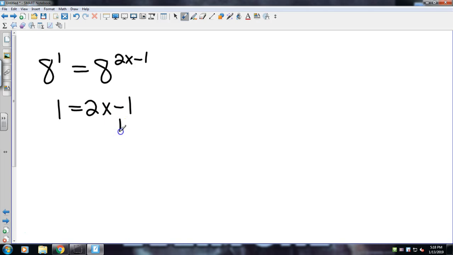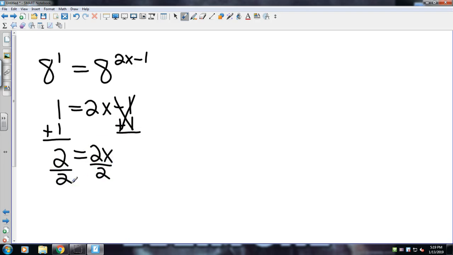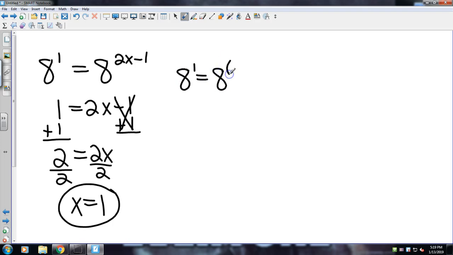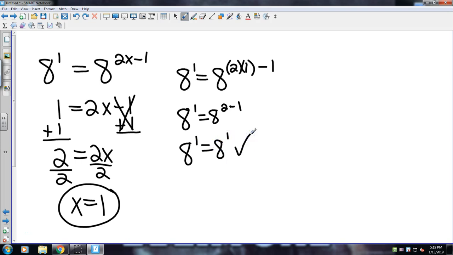So we're going to start on the right-hand side, and we're going to add 1 to both sides. That cancels over there. And so our final step is going to be dividing by 2. And so, in this case, x equals 1. So if I went back up there and substituted that in, 8 to the 2 times 1 minus 1. That's going to be 8 to the first equals 8 to the 2 minus 1. And so that's 8 to the first equals 8 to the first. So that checks. Again, you don't have to check it each time. I just want to show you that to make sure that we understand how to do that.